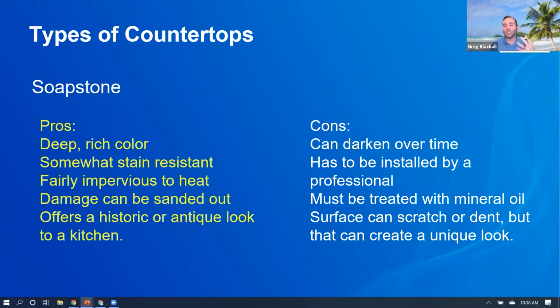It offers a historic or an antique look to a kitchen. So we see them a lot in like colonial style homes, especially in New England and things like that. You'll see kind of soapstone. Some of the cons, it can darken over time. It has to be installed by a professional. It has to be regularly treated with a mineral oil. The surface can scratch or dent, but sometimes that creates a unique look.